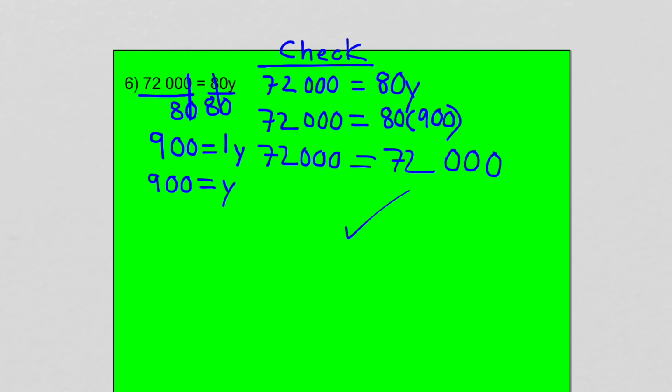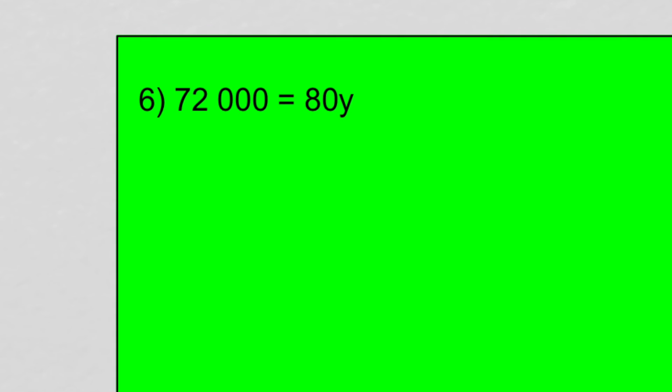Okay, very last question. Oh, giving it away. I forgot to erase this one. Okay, so we have 72,000 equals 80y. So we want to know the value of just y. So we want to make multiply by 80 go away. The way we do that is divide by 80. If I do it there, I've got to do it there.